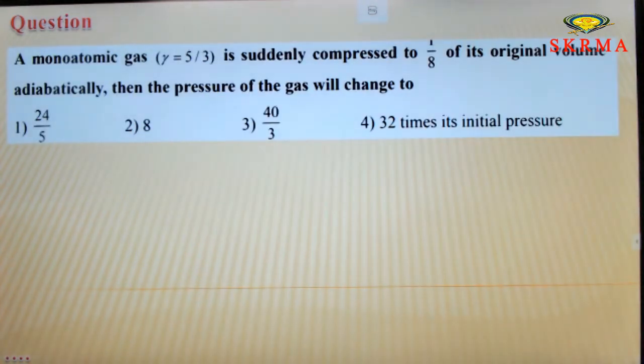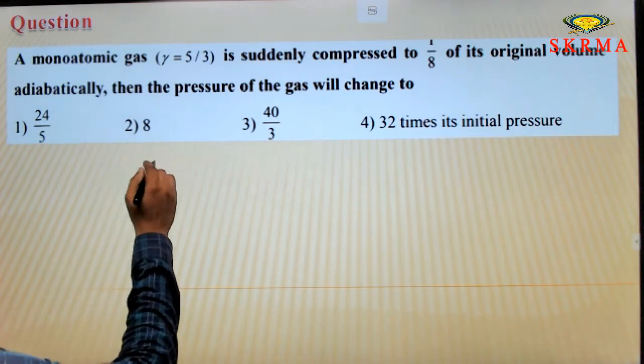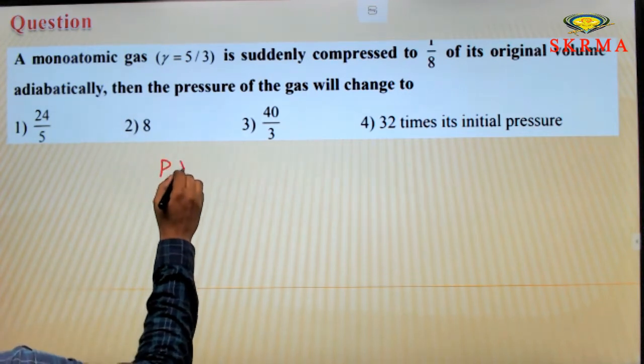Next one. A monoatomic gas, gamma equal to 5/3, is suddenly compressed to 1/8 of its volume adiabatically. Then the change in pressure of the gas is asked. So volume is given, and we need to relate volume and pressure. So in adiabatic process, PV power gamma equal to constant.